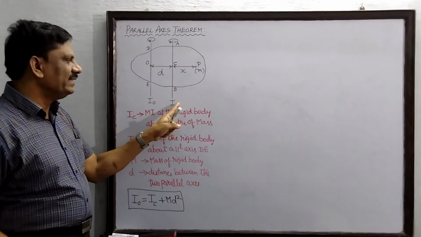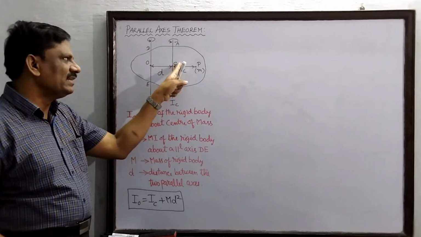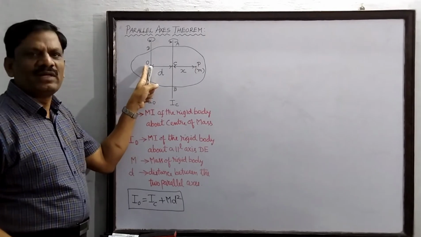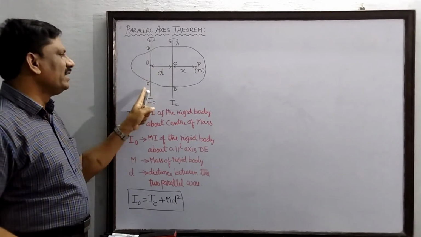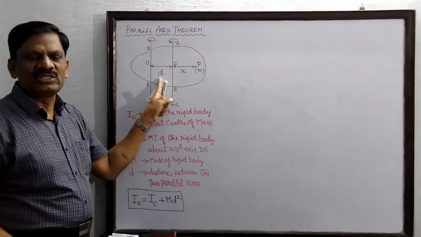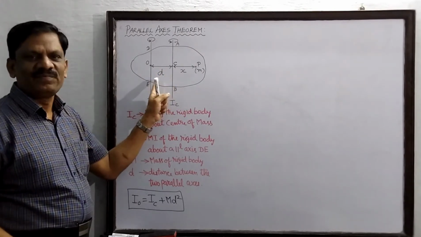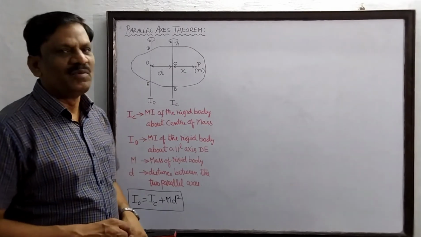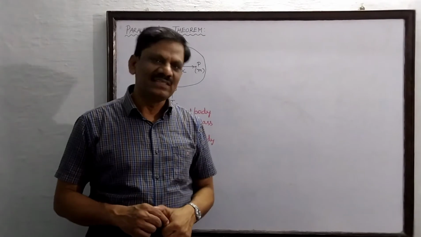So the axis AB passes through C, which is the center of mass. The axis DE passes through the point O, such that DE is parallel to AB and small d is the distance of separation between the two parallel axes. Okay. Now, when the axis of rotation changes, the moment of inertia of the body will certainly change.